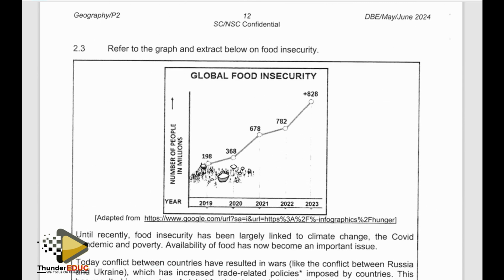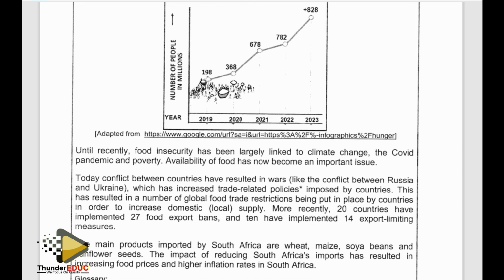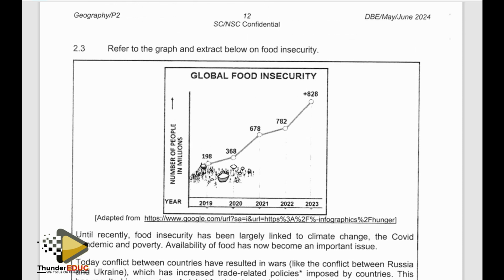Right, we go on to the question of food security. There is a graph which shows global food insecurity, the number of people in millions, and the trend of food insecurity you can see there, 198, 368, going upwards like that. Let's go to questions.